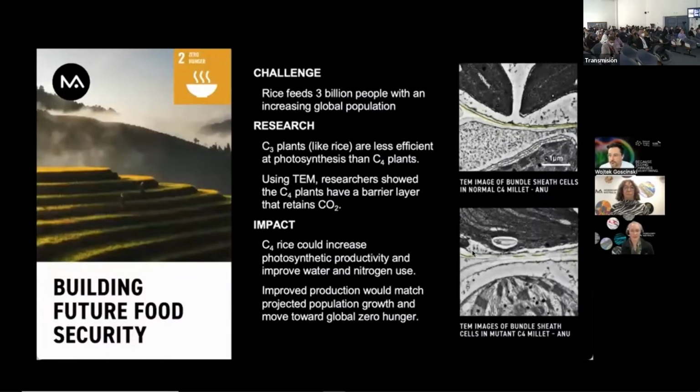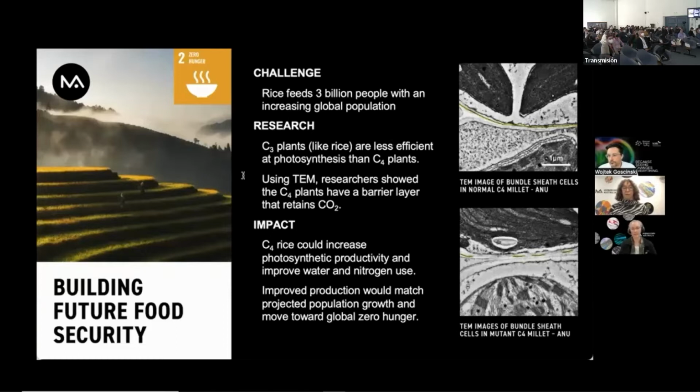So the first one I'll be telling you about is about future food security, and this relates to Sustainable Development Goal 2 about zero hunger. In our world, rice feeds about 3 billion people, but we have an increasing global population, and our productivity of rice has reached a kind of natural limit. So the challenge is, how can we achieve greater productivity to ensure that food is available for our increasing population?